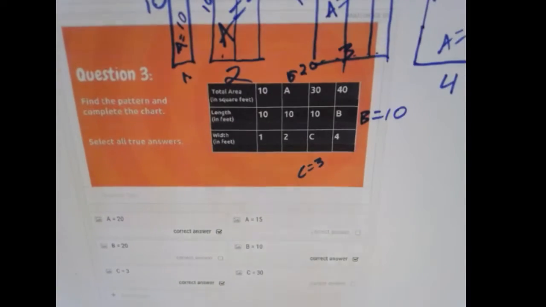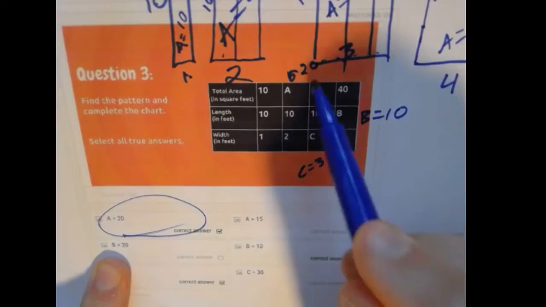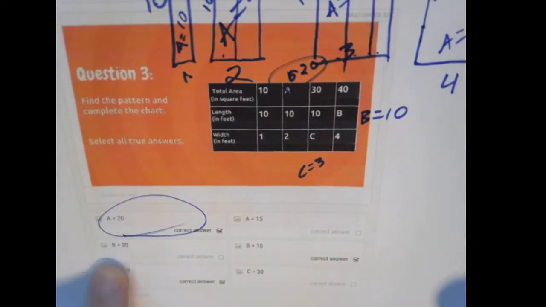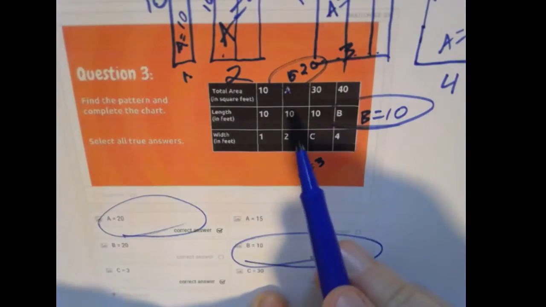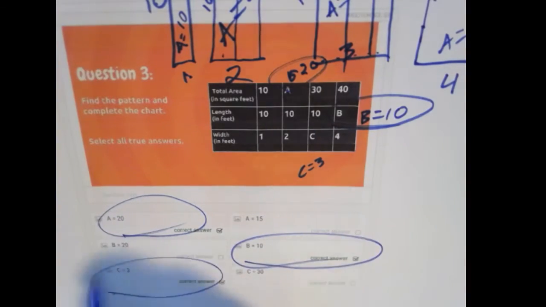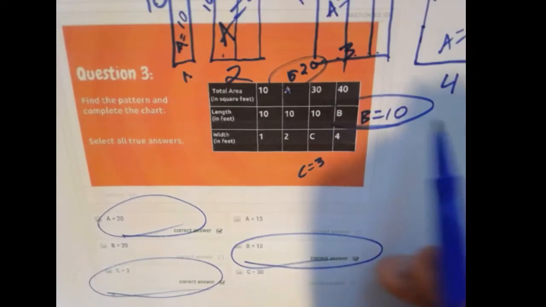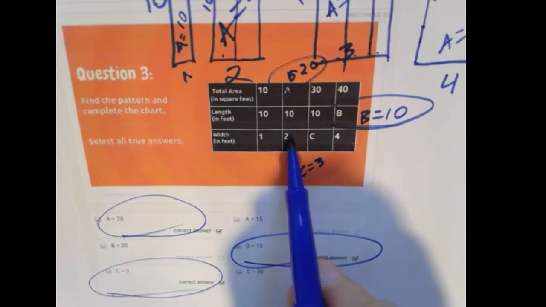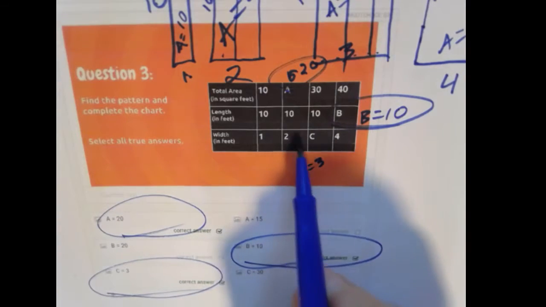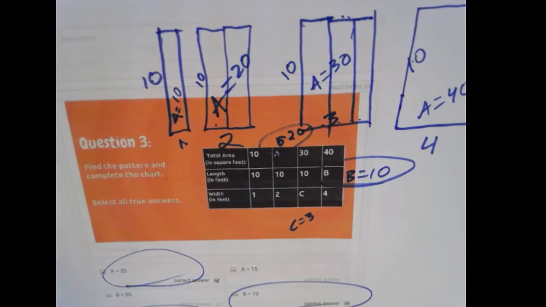So we want to select all of the true answers. Well, we found A to be 20. We found B to be 10. And we found C to be 3. Notice we were kind of following this pattern here as well, that we could see 10, blank, 30, 40, so 10, 20, 30, 40. Makes sense. 1, 2, blank, 4. 1, 2, 3, 4. So connecting multiplication and area and patterns in that problem.